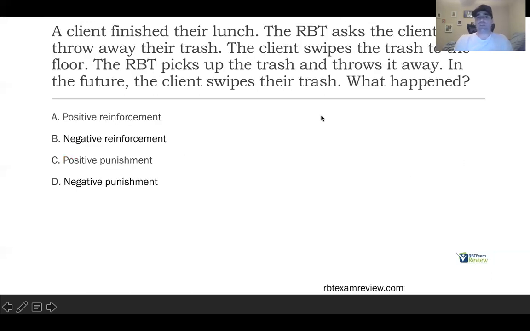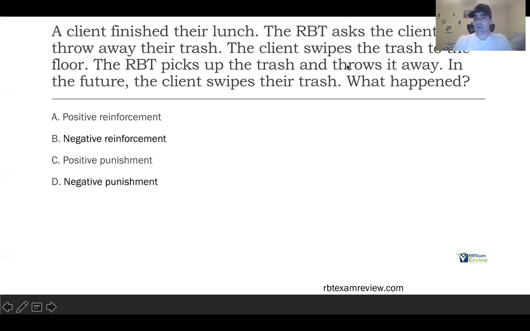Okay, a client finished their lunch. The RBT asks the client to throw away their trash. The client swipes the trash to the floor. The RBT picks up the trash and throws it away. In the future, the client swipes their trash. What happened? So, first things first, what are we looking at? What is the behavior? The behavior is client swiping the trash to the floor. What is the antecedent? RBT asks the client to throw away trash. And the consequence is the RBT picks up the trash and throws it away.